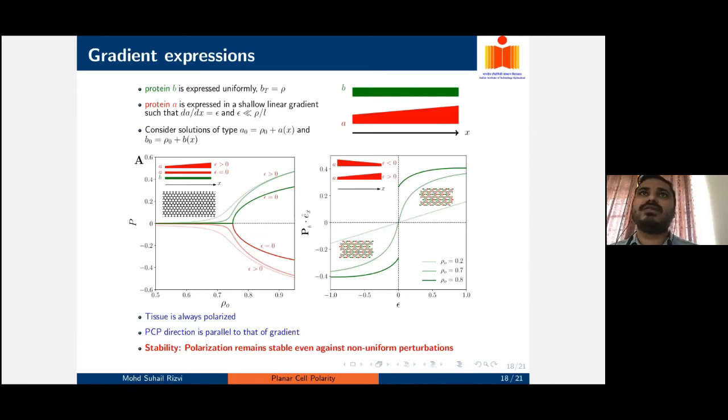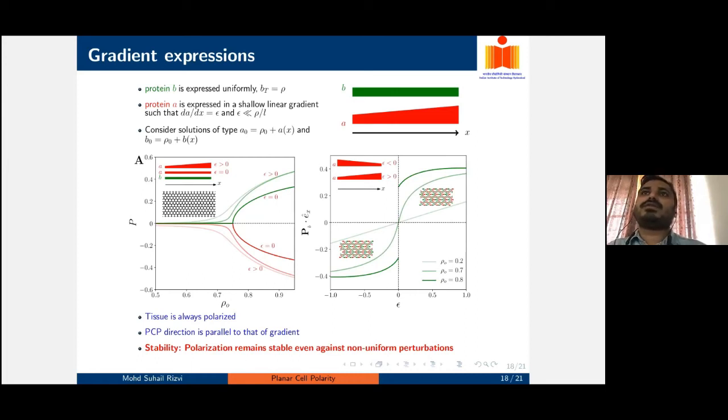I would like your focus first on the left plot. So in the left plot, you can see that for any non-zero epsilon, so epsilon is the magnitude of the gradient. So when the gradient is non-zero, you can see that the tissue is always polarized no matter what is the value of rho naught. Rho naught is sort of proportional to the total protein. So if you recall that when the gradient is not there, you need a critical value of the total protein in the cell, then only the tissue can polarize. But in case when one of the gradients is present, then that constraint or that requirement is not there anymore.